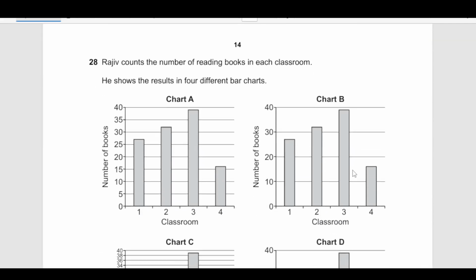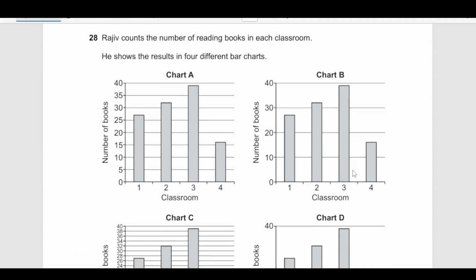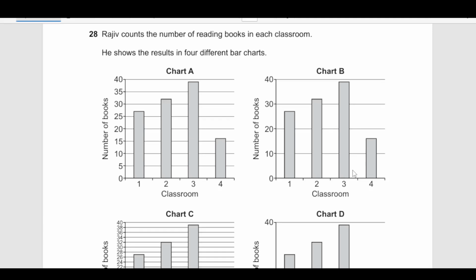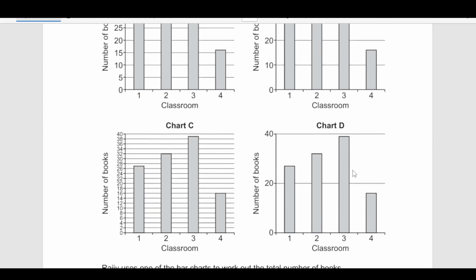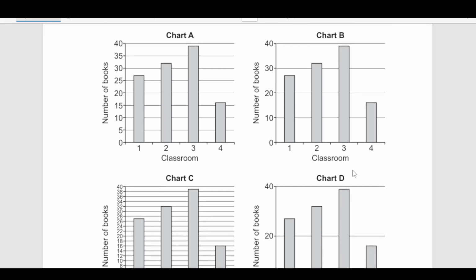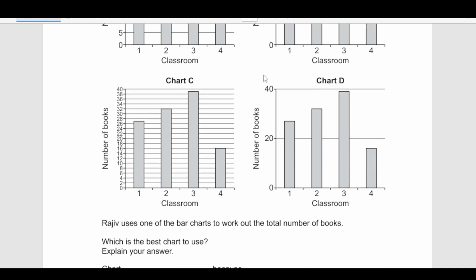Now number 28, Rajiv counts the number of reading books in each classroom. He shows the results in 4 different bar charts. You can see charts A, B, C and D. You can see the difference here. The scale is different. For the number of books, they have divided it into 0, 5, and so on; here there are 10 sections, here very small sections, and here very big sections.